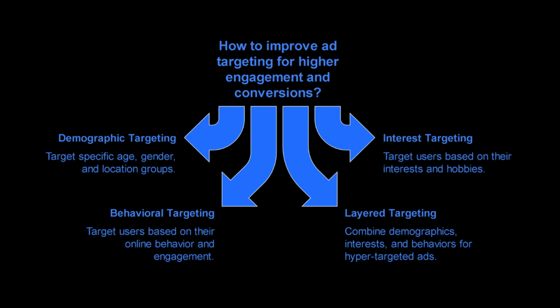6. Layering your targeting, the art of precision. Here's where it gets really exciting, layering your targeting options. Instead of relying solely on one method, combine demographics, interests, and behaviors for hyper-targeted ads. Let's say you run a subscription box service for pet owners. You could target women aged 25 to 40 who are interested in pet care and who frequently engage with pet-related content online. Layering your targeting in this way increases the likelihood of your ads being shown to the most relevant audience, ultimately driving higher engagement and conversions.